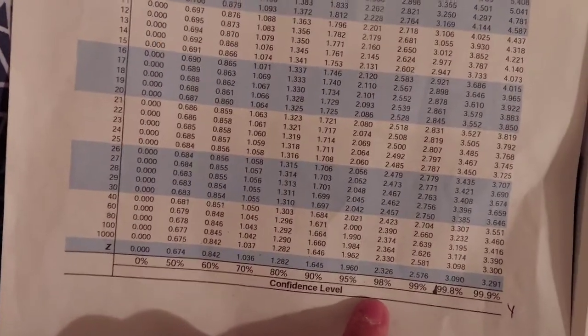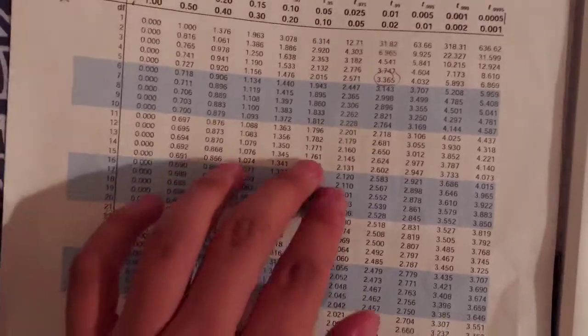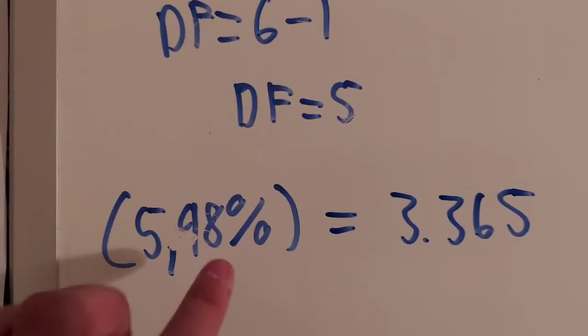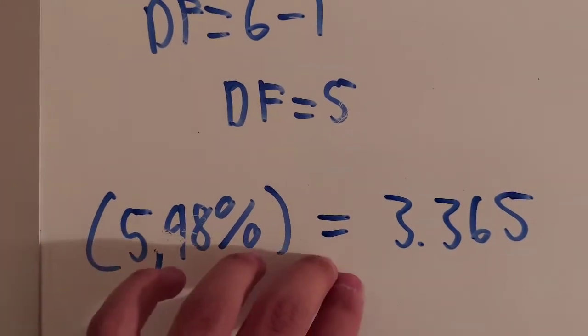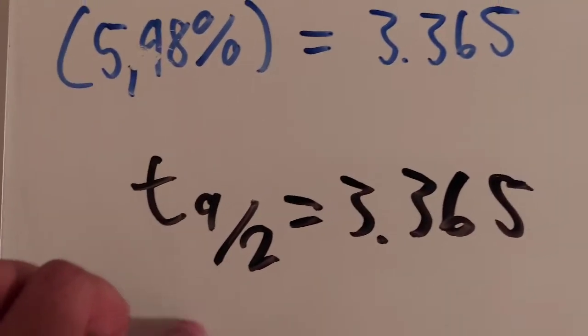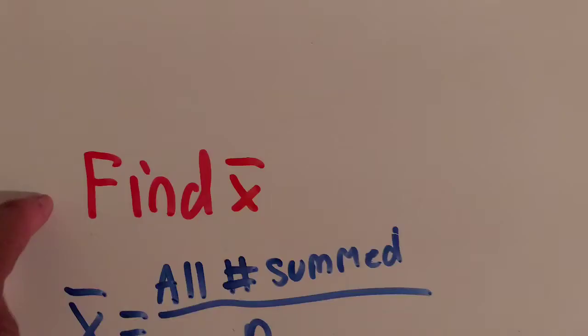And with that, we're going to go over here to our T table. 5 degrees of freedom, 98% confidence level. We're going to pinpoint where these two meet, and it happens to be 3.365. So, with the degrees of freedom 5, confidence level 98%, it equals 3.365. Therefore, T alpha over 2 is equal to 3.365.